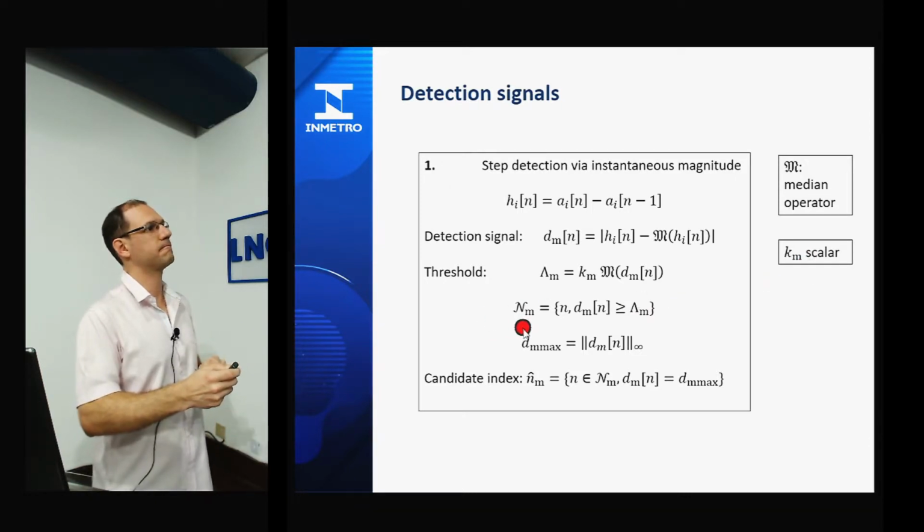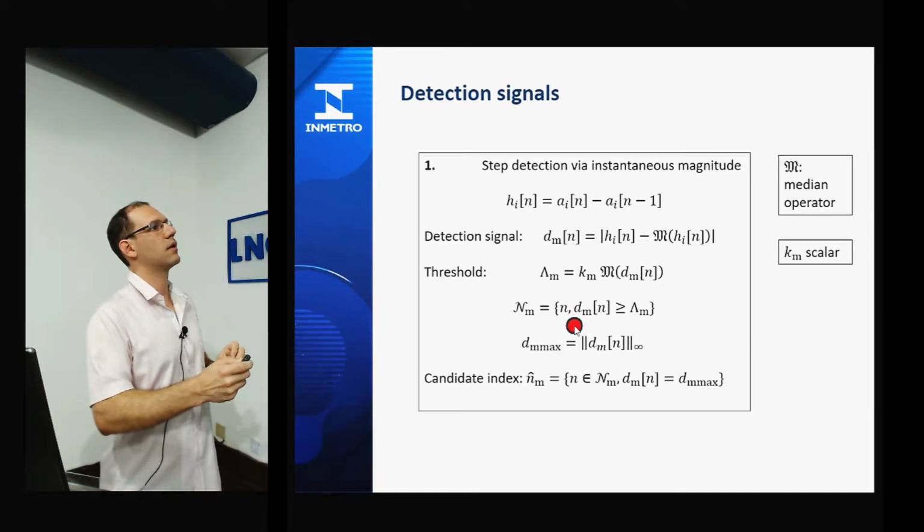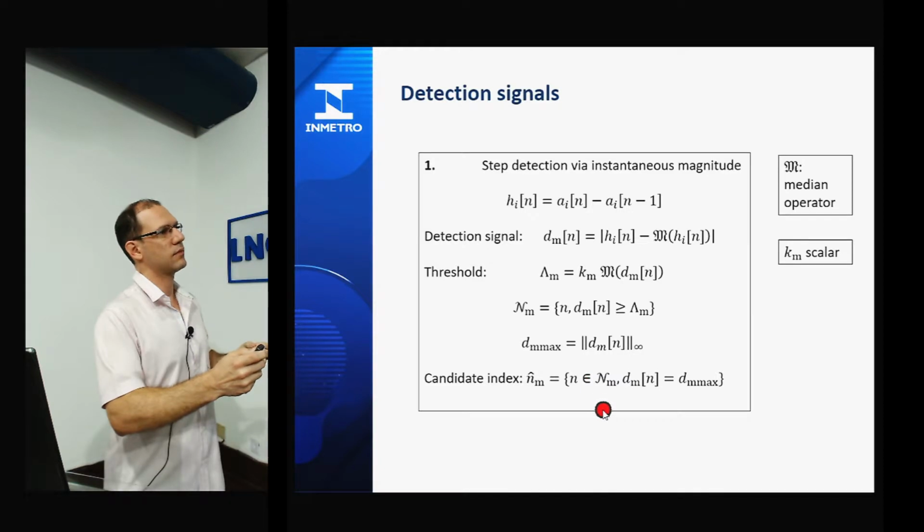From the set of indexes n for which dm is greater or equal to the threshold, we get a value called dm max, which is the infinity norm of the detection signal. And we have a candidate index. The candidate index is the index, included in nm, for which the detection signal has its maximum value.